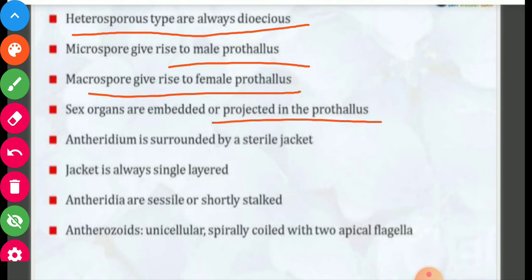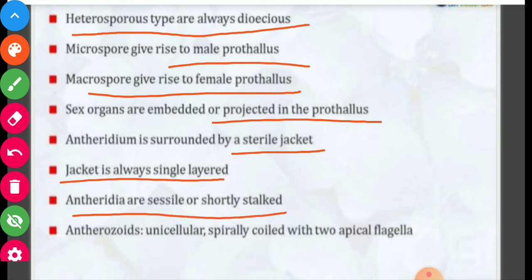Antheridia are surrounded by a sterile jacket of cells. The jacket is always single layered. Antheridia are sessile or short stalked. Antherozoids are unicellular, spirally coiled, with two apical flagella.